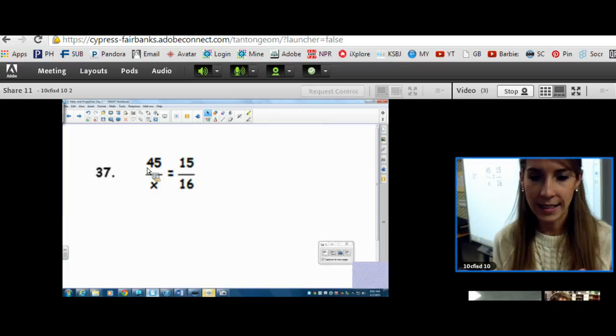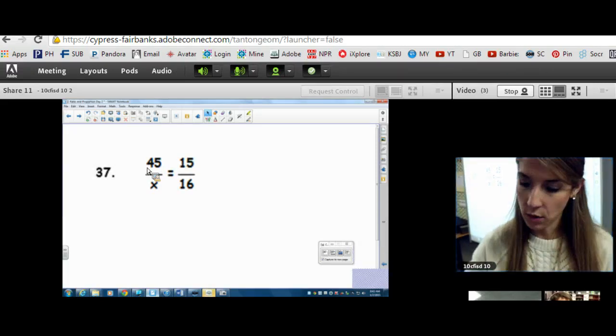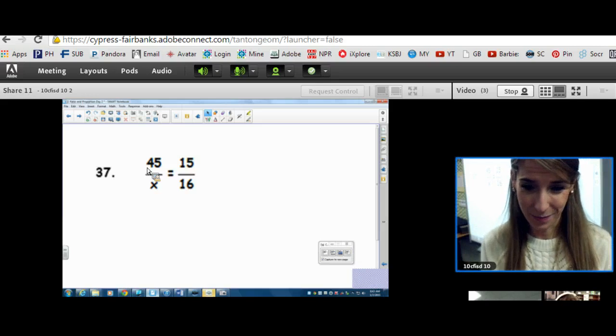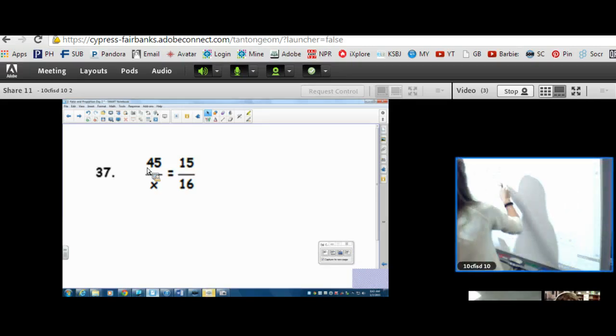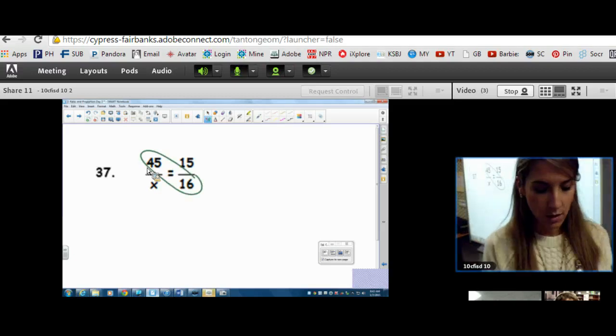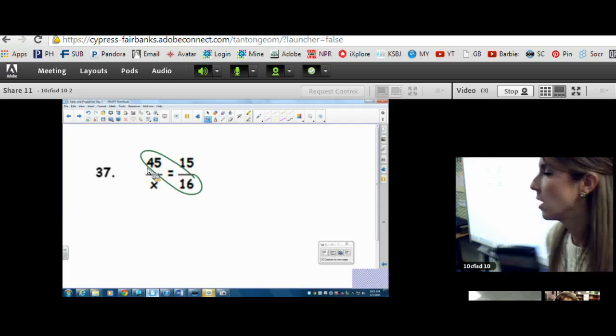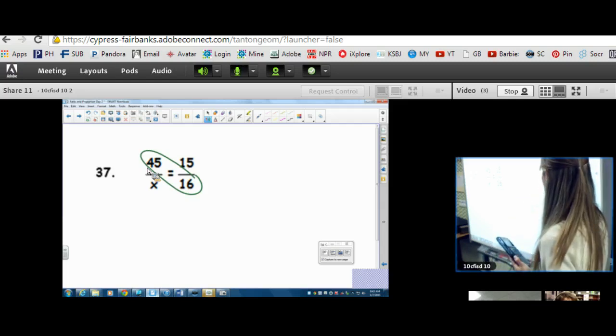37 is our classic example of cross multiplying. So you can do the middle step or you can skip the middle step completely. We're going to do 45 times 16 divided by 15. 45 times 16, enter, divided by 15, enter on your calculator. And you're going to get x equals 48.